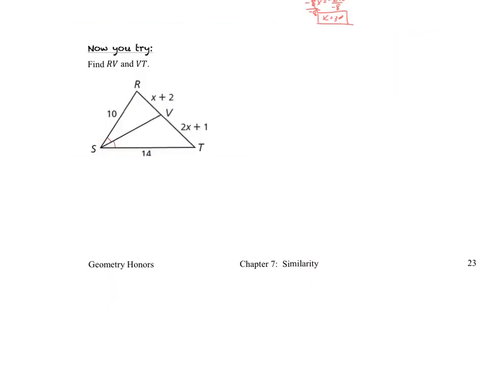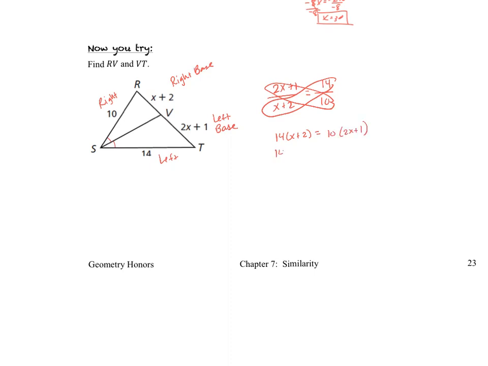Here's the you try. At least pause the video and see if you can set up the proportion correctly. I labeled this accordingly to help myself set this up correctly, so I've got left base over right base is equal to left side over right. Cross multiply. Remember to distribute, so it'll be 14 times x plus 2 is equal to 10 times 2x plus 1. 14x plus 28 is equal to 20x plus 10.